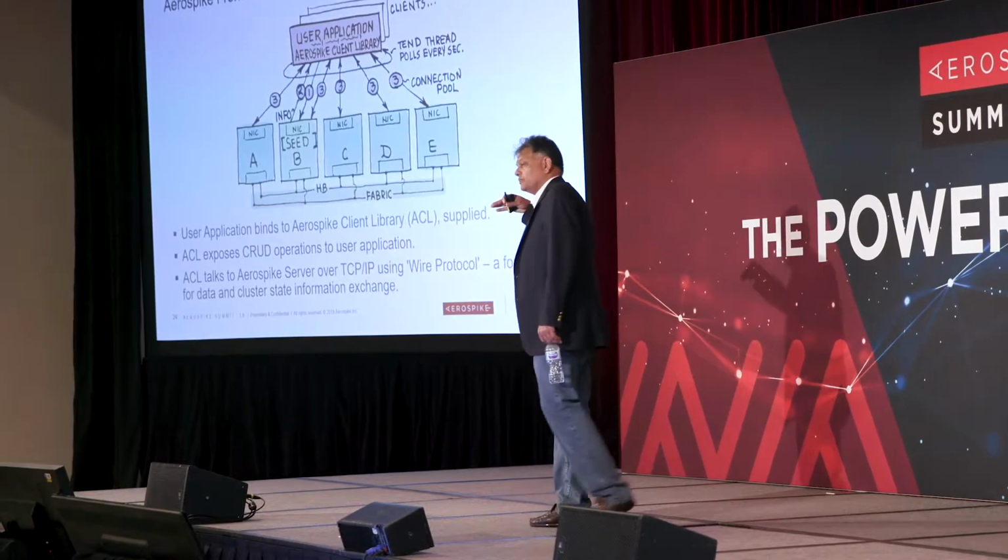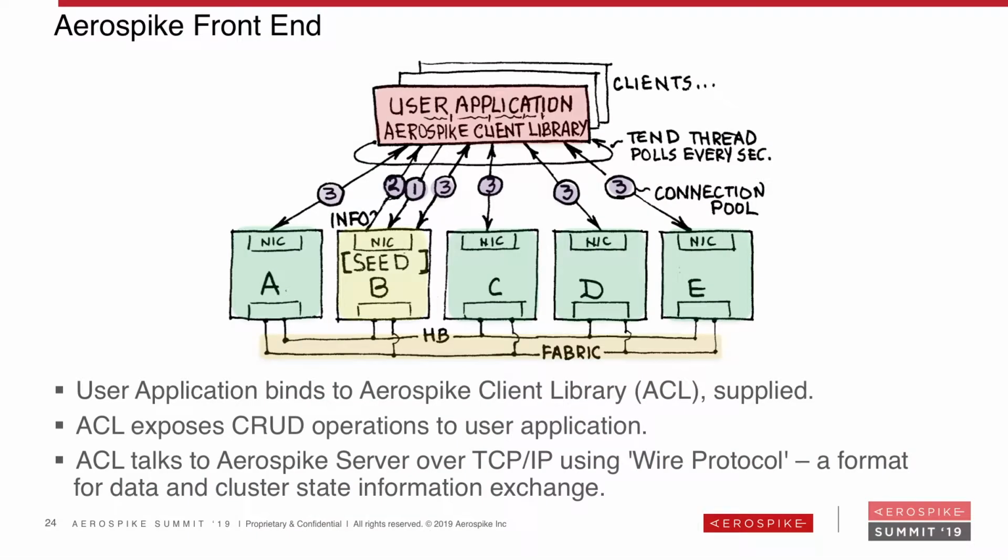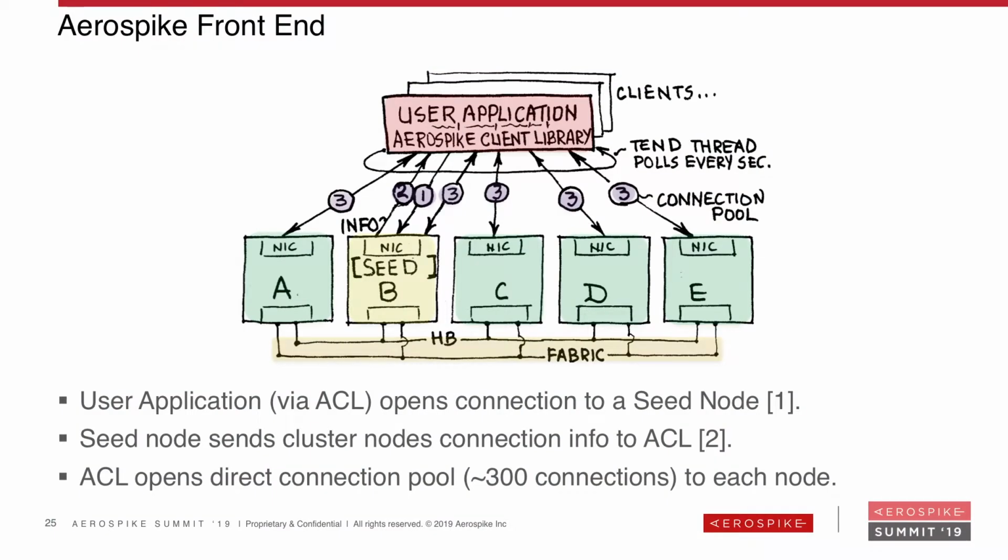And once the client library gets the list of all the nodes, it'll open direct connections to every node. So that's how the Aerospike client library talks to the server. And it talks over a proprietary wire protocol that is just a format for information exchange between the client library and the Aerospike server. Okay. And so it'll open direct connections, about 300 connections to each node by default. And depending on what the application is using, if it's a multi-threaded application, it'll typically use multiple connections.